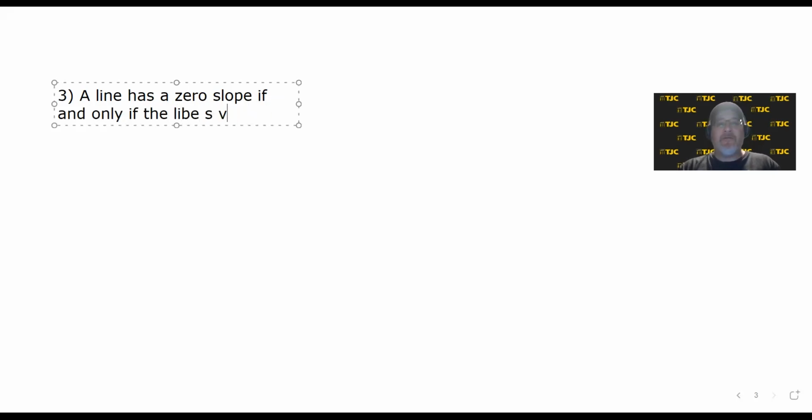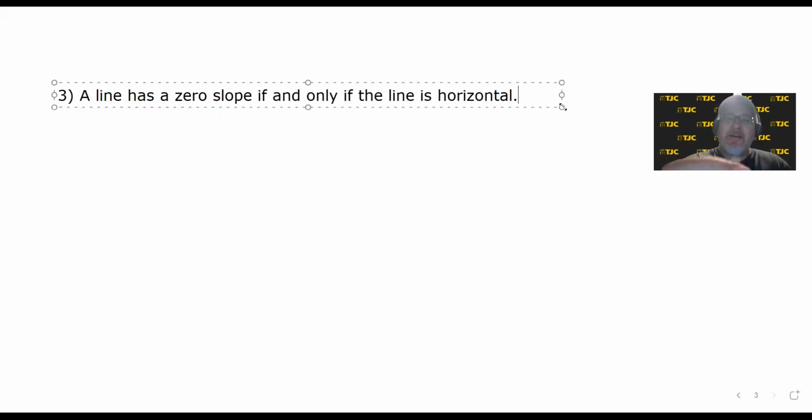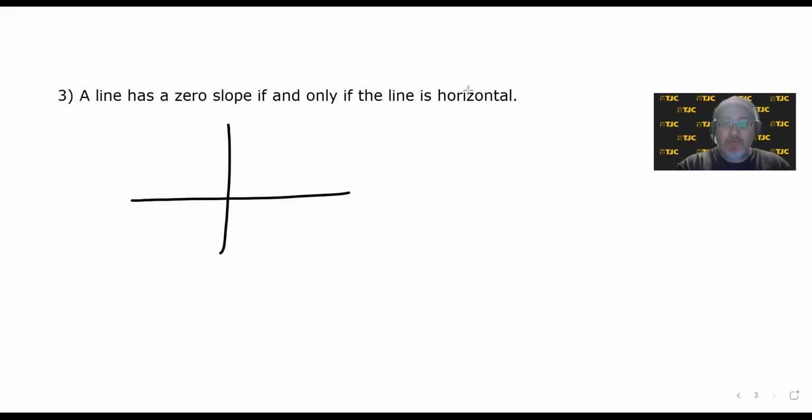Excuse me, not vertical, horizontal. So the only way a line can have a slope of 0 is if it's a horizontal line. Because if we're attempting to measure steepness, a line with no steepness is a horizontal line.